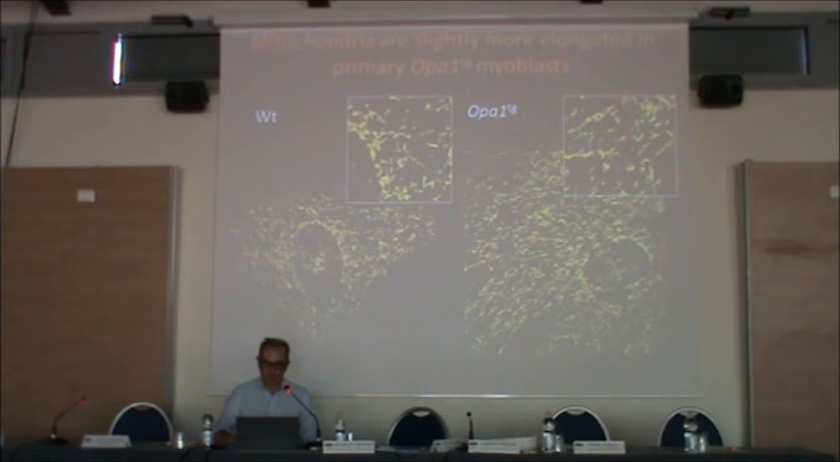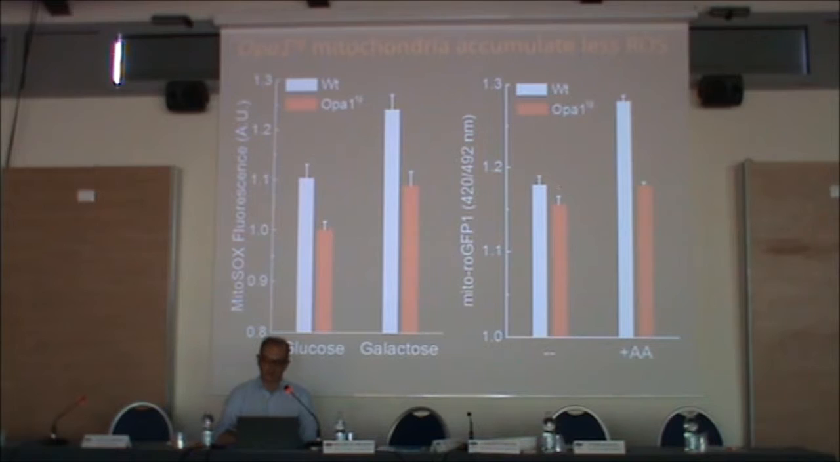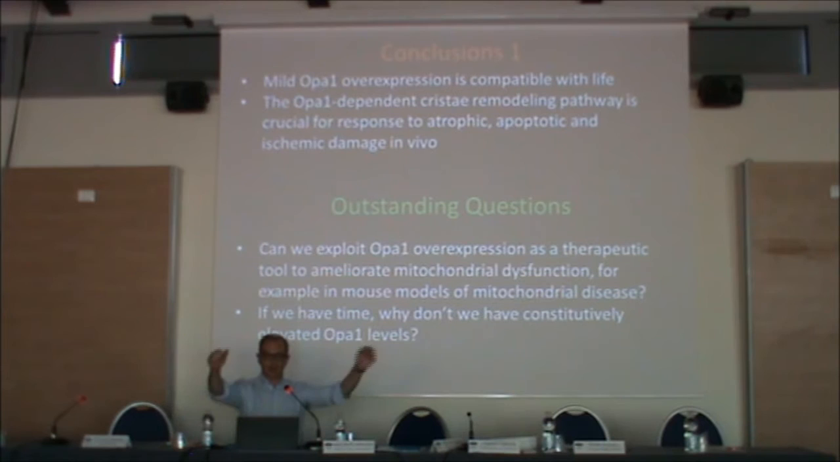Mechanistically, this is associated with slight mitochondrial elongation, but what's more important, it's associated with better mitochondrial respiration using complex I substrates and with a reduction in the accumulation of ROS species, when the cells are forced to respire on mitochondrial substrates, and even when we inhibit complex III pharmacologically with antimycin. Okay? So, really, this was the founding base for our next step, which is what Massimo has shown you.